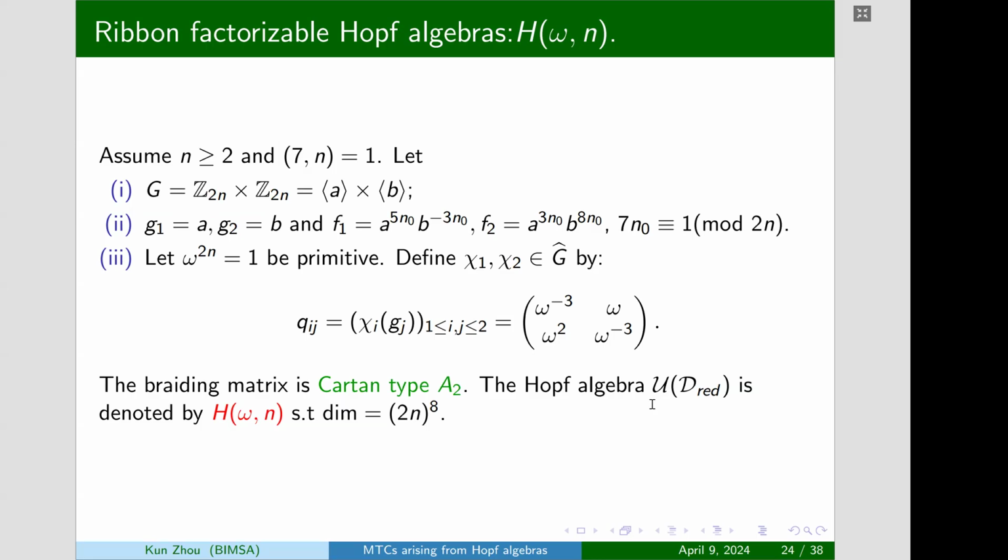Now let me give you the first family, H_{omega,n}. To define H_{omega,n}, we just define the datum D reduced and the group G. Assume n is greater than 2 and n is coprime to 7. Let G equal to Z_{2n} cross Z_{2n}, whose generators are denoted by a, b. Let g_1 equal to a and g_2 equal to b, and define f_1, f_2 properly by solving the above equations here.